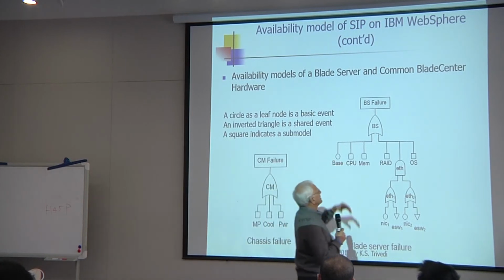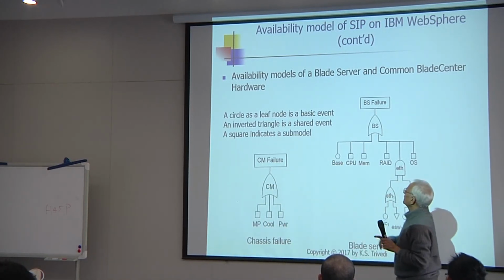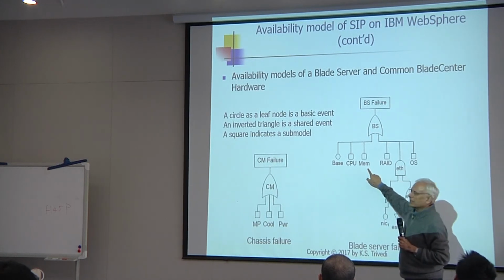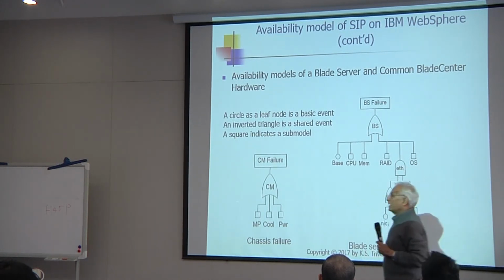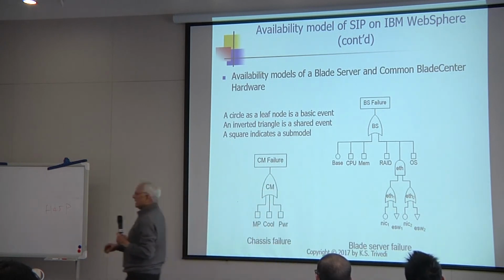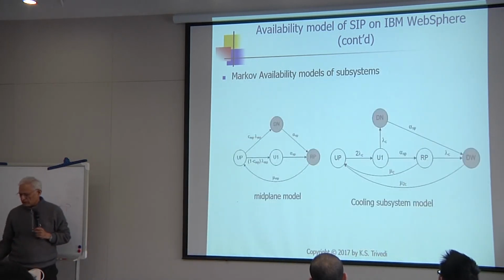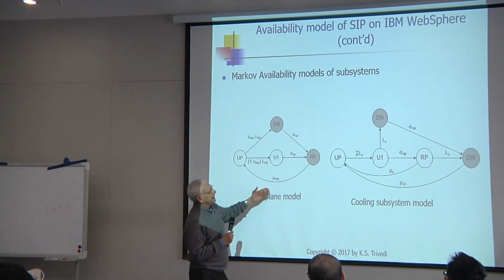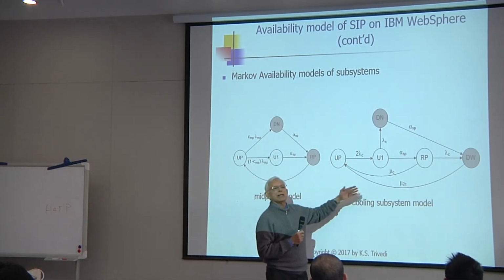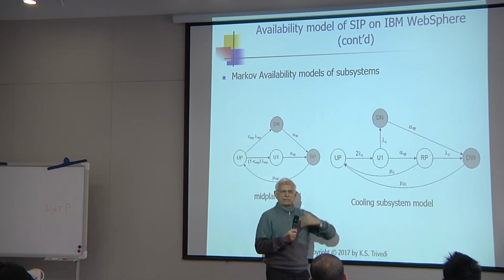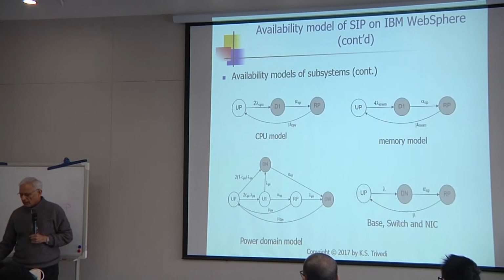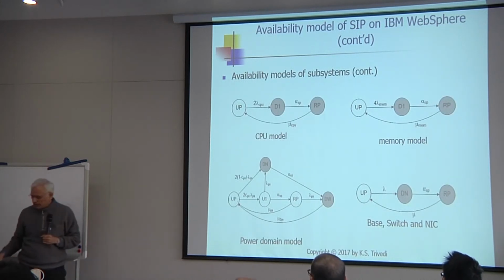What does individual blade failing mean? Either the base has failed, or the CPU subsystem has failed, or the memory subsystem, etc., right? And now at the bottom level, for each of the subsystems I have a Markov model. So I developed a mid-plane Markov model. I developed a cooling subsystem Markov model. Again, by talking with the engineers, telling me what happens, right? By seeding the questions and so on, CPU, memory.